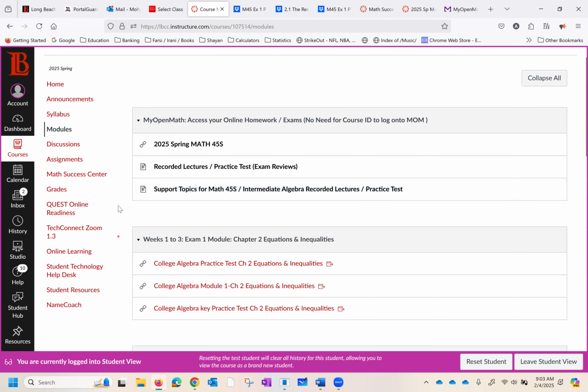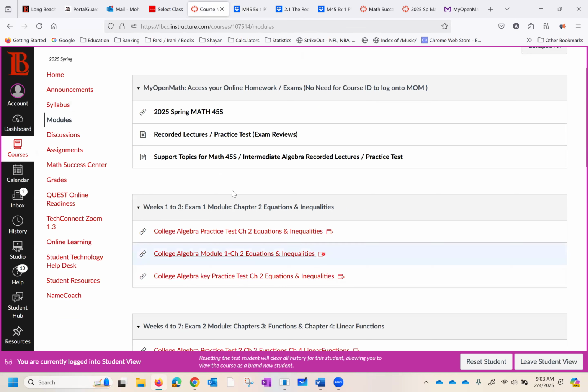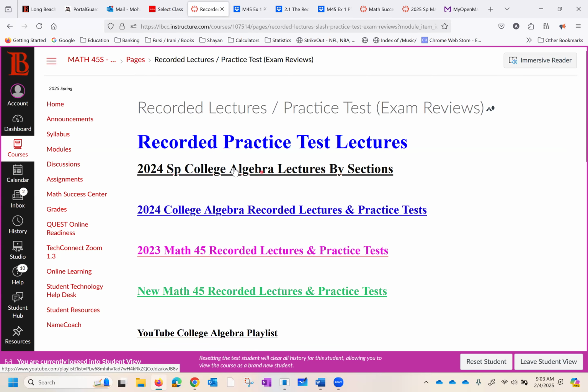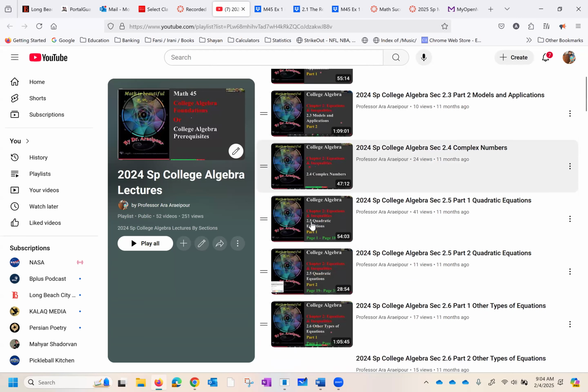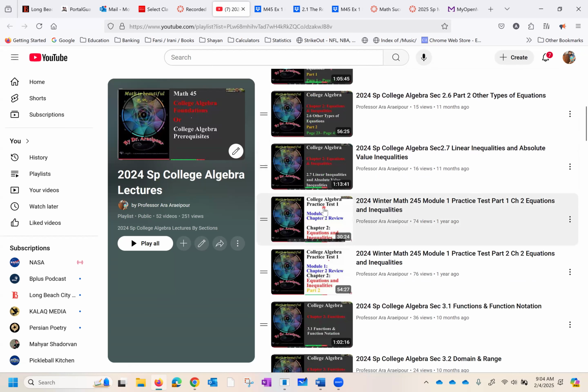So under the modules, for now, you just want to be concerned with this exam one module, which has the practice test, PowerPoints, the key to practice test, and what is this one? Recorded lectures, practice test, exam reviews. The very first one, and the rest of them are from previous semesters. The very first one has those PowerPoints that you saw with detailed information and step-by-step explanation for each section, as well as practice test.